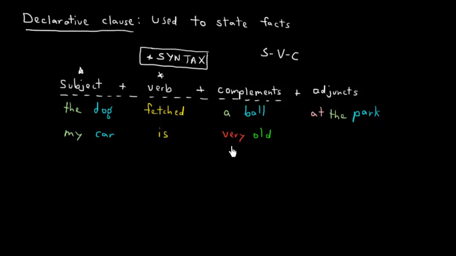Okay, and in this case, very old doesn't complete the concept of is, which is just a linking verb. But it comes back and it completes the description of my car. Okay, what is the condition of my car? It's very old.